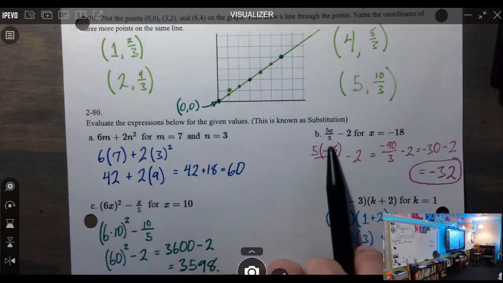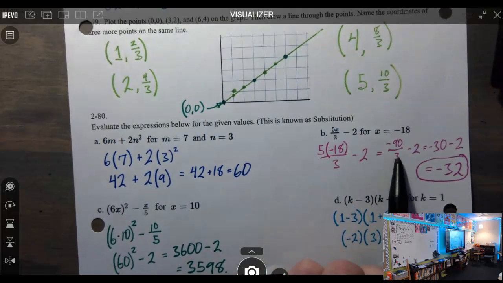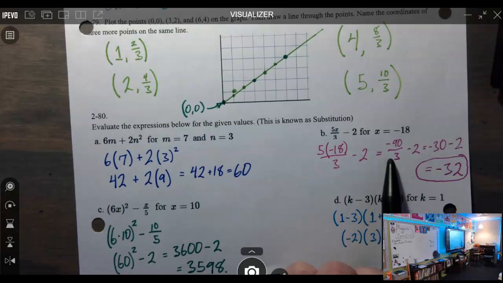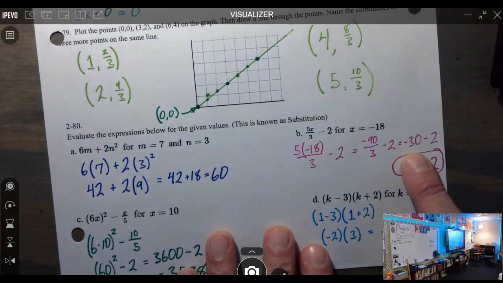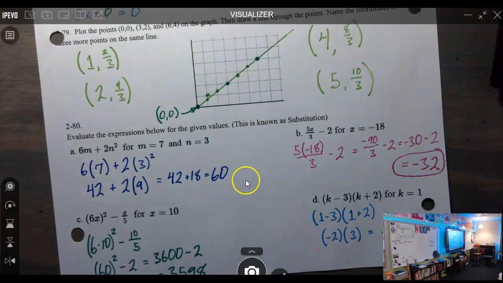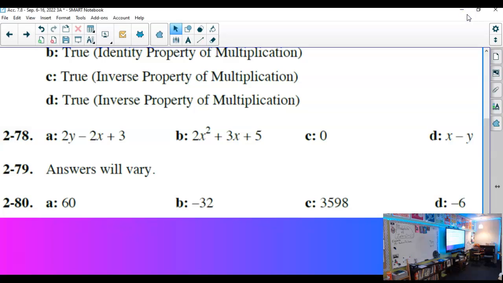So we multiply the numerator before we divide by the denominator, and that's how we're going to get negative 30 minus 2, negative 32. Guys, it's impossible to do these problems without writing out any work.